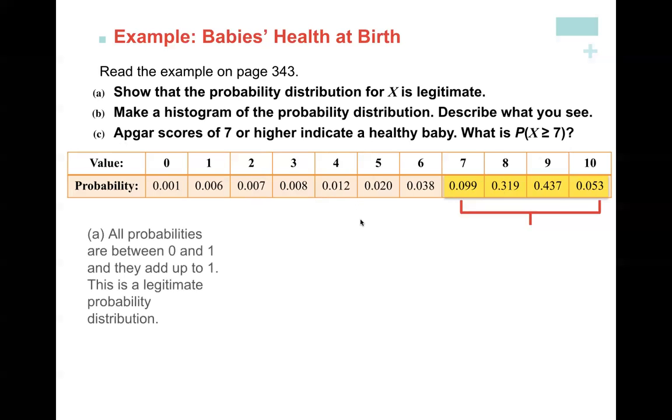Okay, B, make a histogram of the probability distribution. Describe what you see. Remember, when you're describing a histogram, what you're talking about are the SOCs, right? The shape, center, spread, and outliers. Shape, center, spread, and outliers.